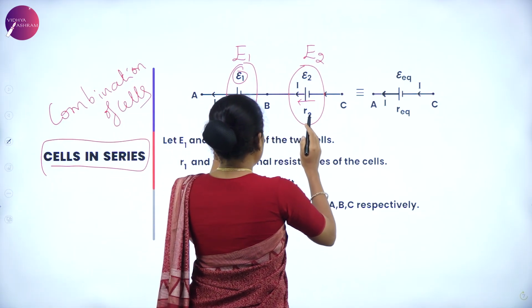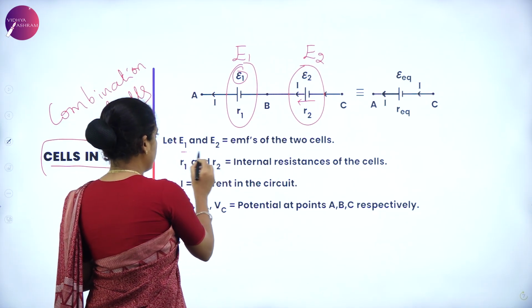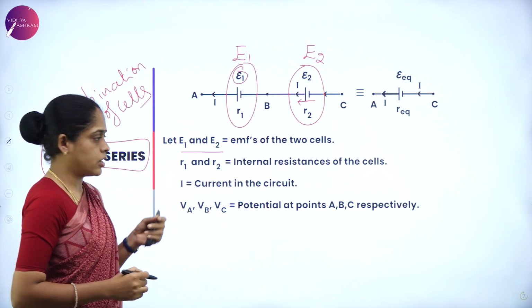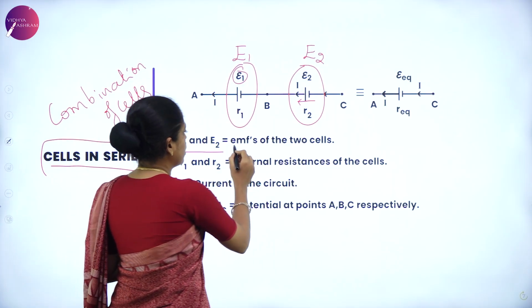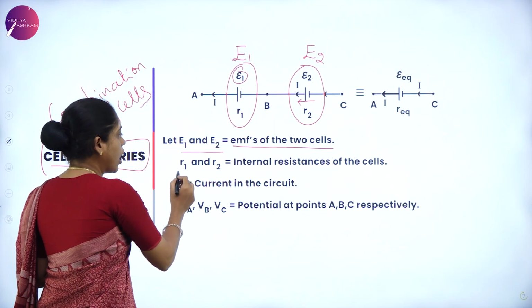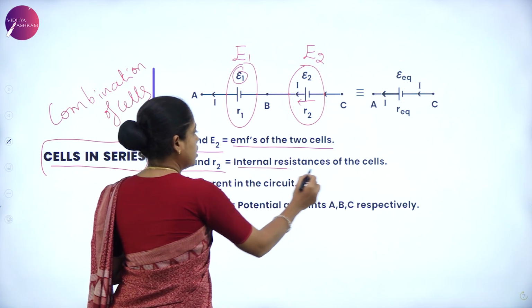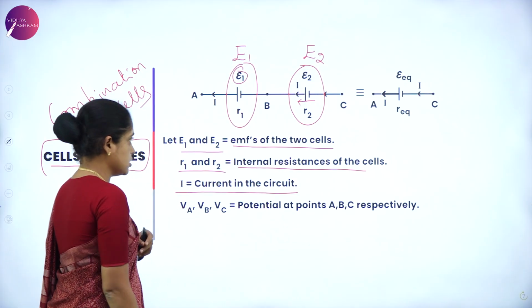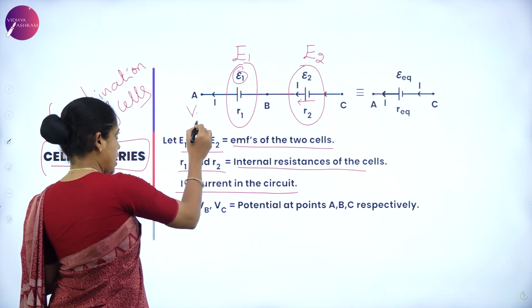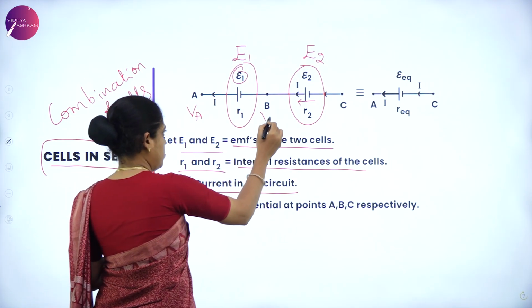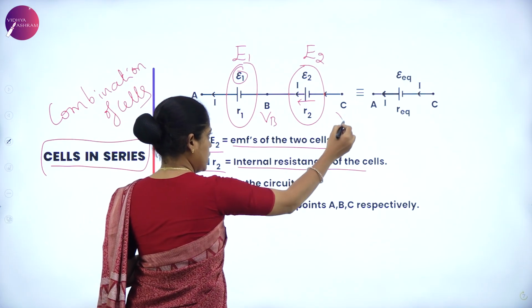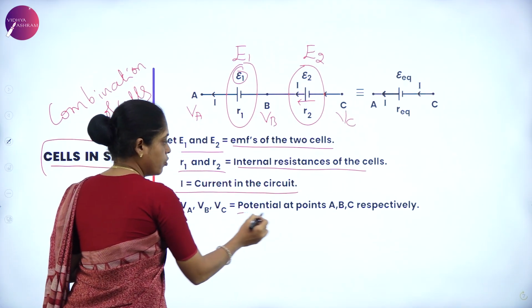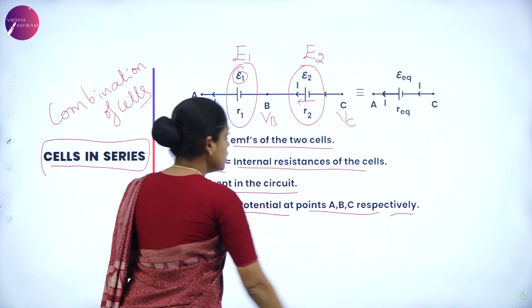E1, E2 are the EMF of the two cells. R1, R2 are the internal resistances of the cells. And I is the current in the circuit. VA at point A, VB at point B, VC at point C are the potentials at A, B, C.